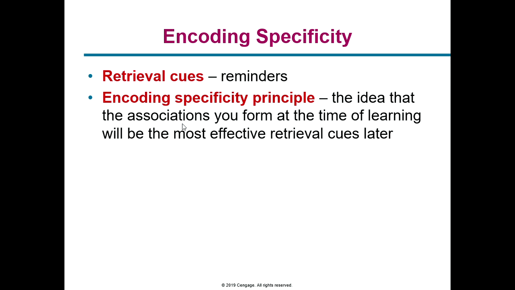Encoding specificity. Retrieval cues, again, are these reminders, okay? The encoding specificity principle is the idea that the associations you form at the time of learning will be the most effective retrieval cues later. So for me, so many of my memories and my retrieval cues are based upon location.